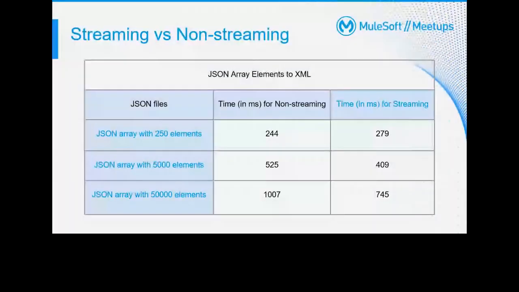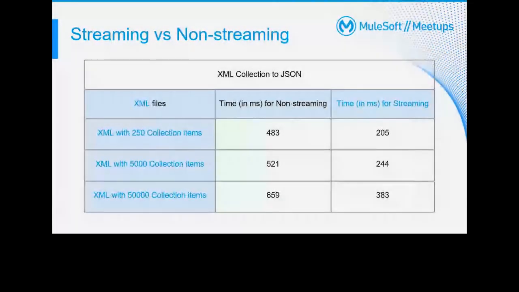While for JSON array element to XML, JSON array with 250 elements 244 and 279, 5,000 elements 525 and 409, and 50,000 elements 1007 and 745. It means yes, time is less. Even for the XML collection to JSON, you can see.